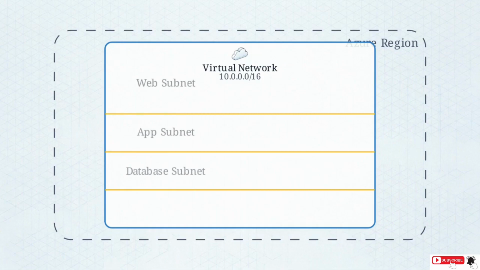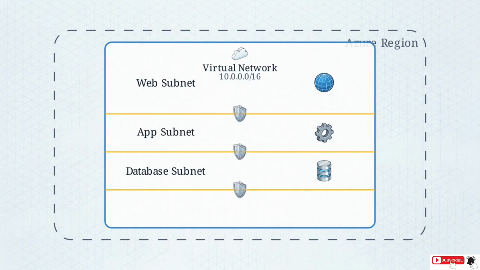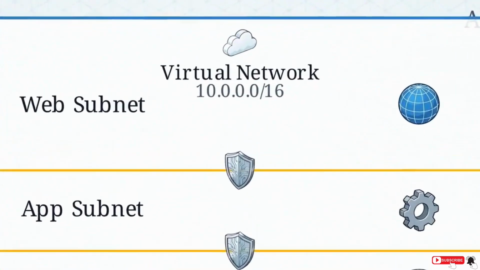To organize that large /16 space, we divide the VNet into subnets. You carve out dedicated subnets for your web servers, your application logic, and your databases. This provides strict internal boundaries where you apply security controls. Certain Azure services also require their own dedicated space, like the Azure VPN Gateway, which must live inside a specific subnet named Gateway Subnet.